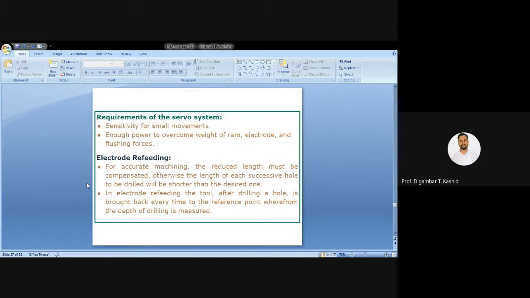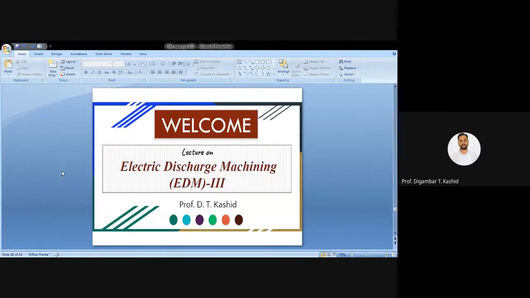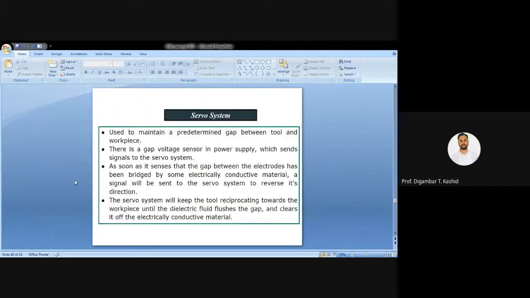For that, you have to bring the tool to the reference point and check how much the length of the tool has actually reduced. Then you have to move that extra portion into your workpiece using the tool, so that this extra dimension of the workpiece may be machined. Sometimes you can use CNC EDM also, where you can move your tool or refeed it. Please keep this point in mind also. Electrode refeeding. So these are all the elements.